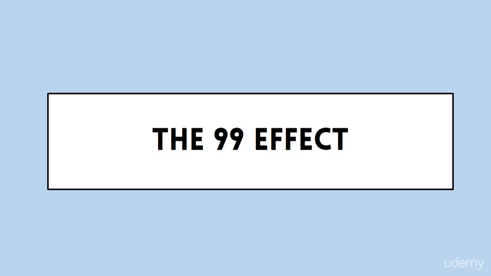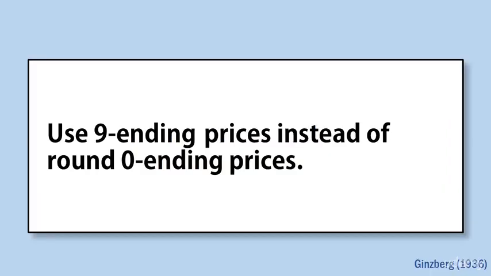So the 99 effect, what I mean by this is that you use 99 or 9 ending prices in general instead of round 0 ending prices. This is the strategy to take away. It's been around forever. You can see the citation there in the bottom right corner is Ginsburg 1936. So these ideas have been around for a long time.